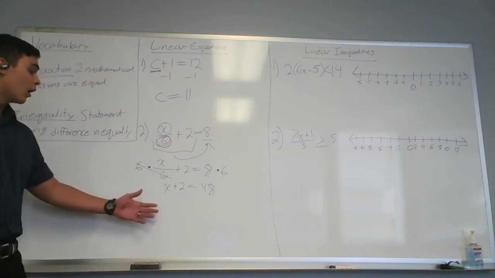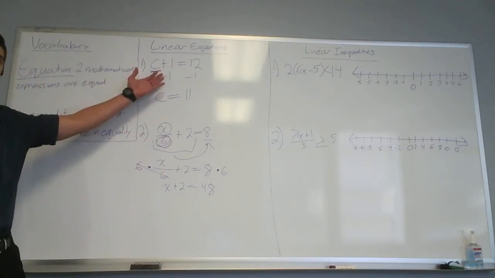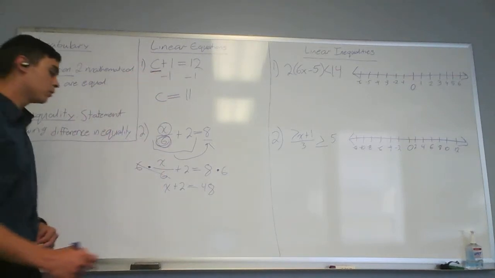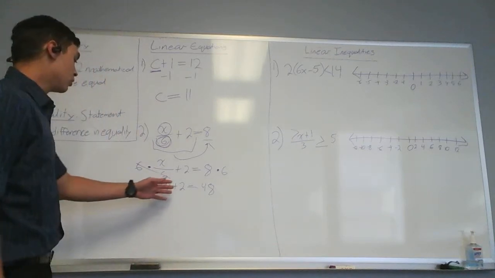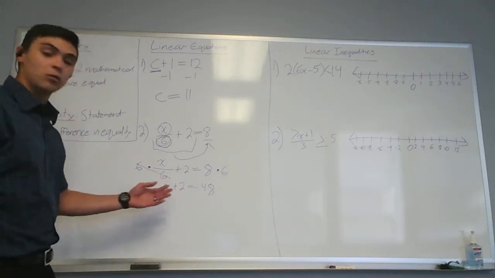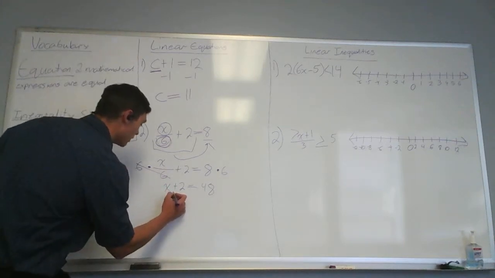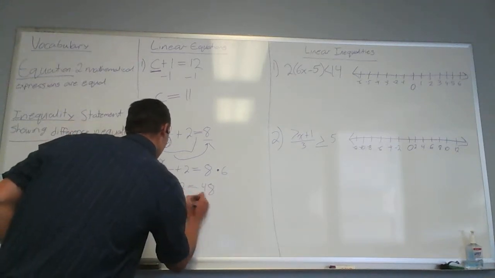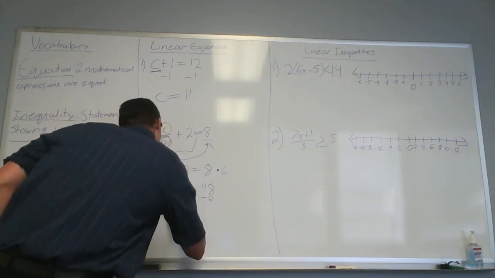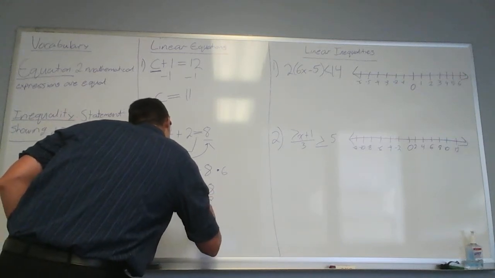Now we are back to the same situation we were at before in the first example. In order to find the value of x, we have to get rid of the 2. In order to get rid of the 2, we do some reverse operations. So we subtract 2 from 48, and that will give you the value of x.